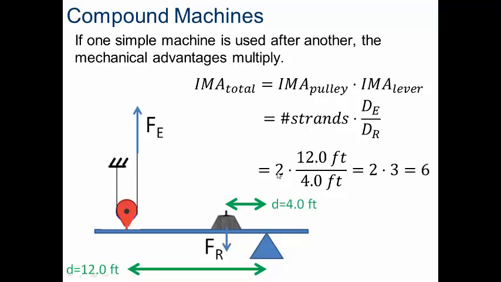We have 2 strands. The distance of my effort is 12 feet on the lever. The distance of the load is 4 feet on my lever. So I would get a mechanical advantage of 6.